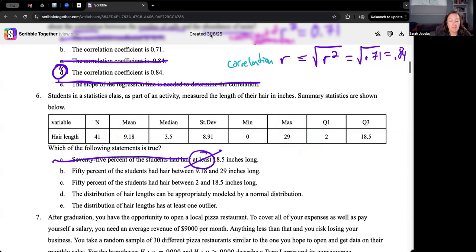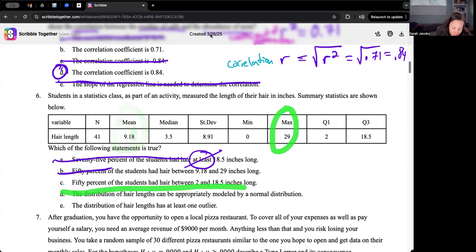So we could have some big outliers or some small outliers that are really pulling the average, the mean, in one direction, but they might not really be representative of most of the hair in here. So it's not true that 50% of the students had hair between the 50th percentile and the maximum.